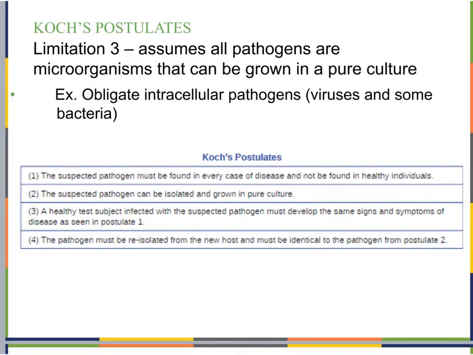The third limitation that we see is that it assumes that all pathogens are microorganisms that can be grown in a pure culture. And so remember we said that we take that organism out of the first human, for example, and then we can culture it. Now, this, again, is assuming that everything can be cultured, grown in an agar plate, but they can't. So, for example, something like an obligate intracellular pathogen, like viruses, some bacteria, we wouldn't be able to culture this, so we wouldn't be able to connect those dots.